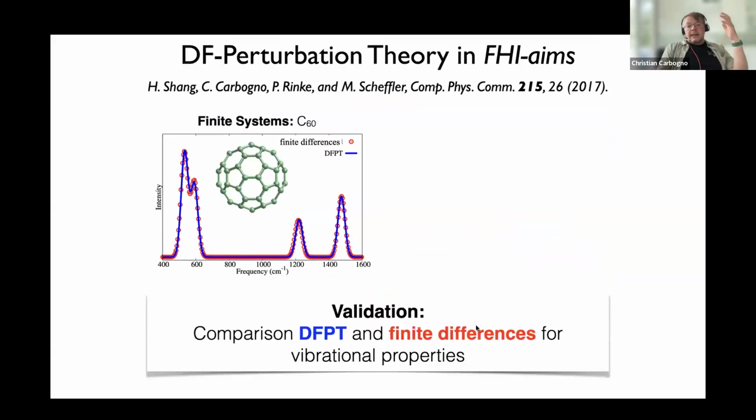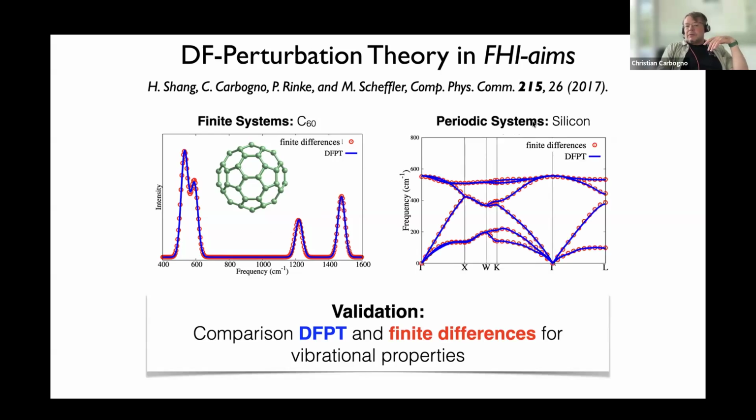And here I give you just an example from my own work where we've implemented that in an all-electron structure code, FHI-aims. And we've benchmarked that both for finite systems, something like C60 where you get some frequency spectrum, but also for a periodic system like silicon, and then you can compare how this works. And this is a very accurate technique to get very nice results.